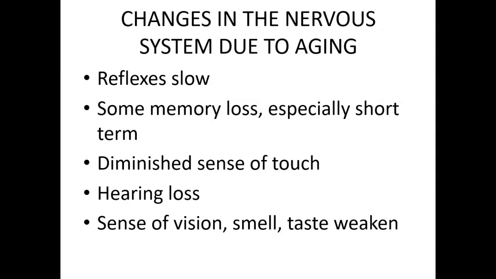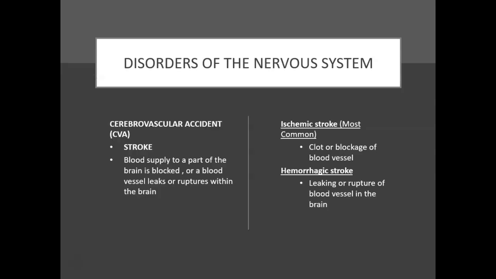Other changes in the nervous system due to aging are that their reflexes are slow, some memory loss, especially short term, diminished sense of touch, hearing loss, and the sense of smell, taste, and vision weaken. Some disorders of the nervous system: cerebral vascular attack or accident is a CVA.